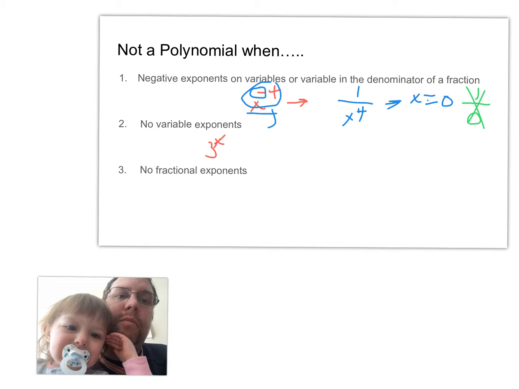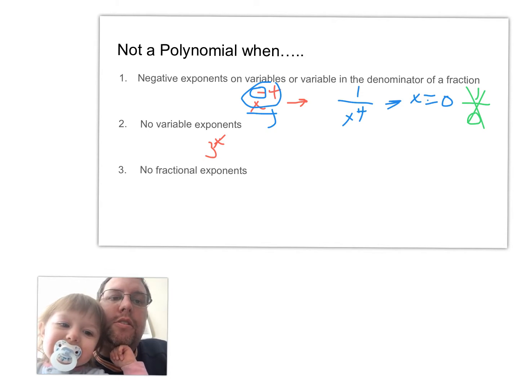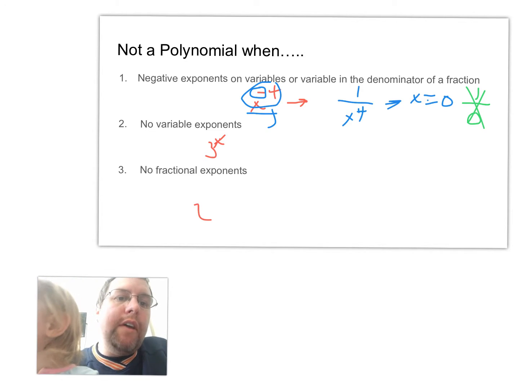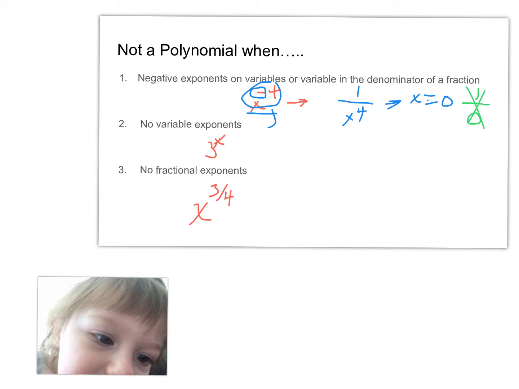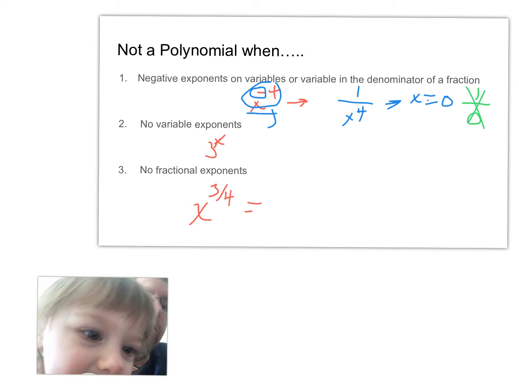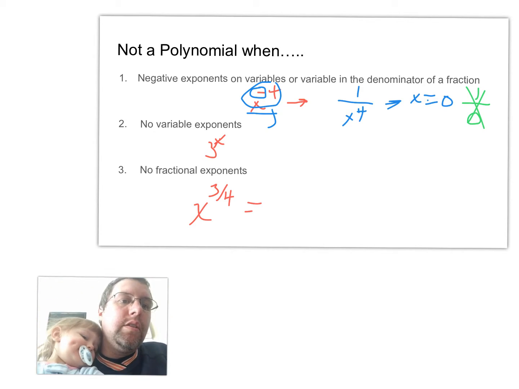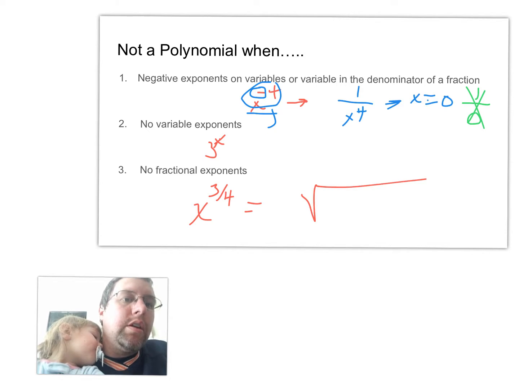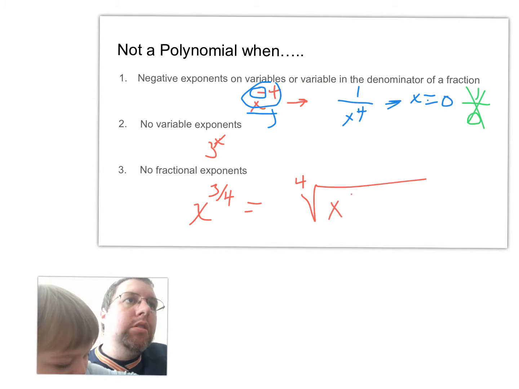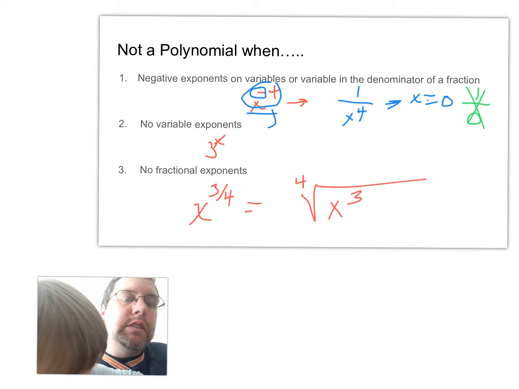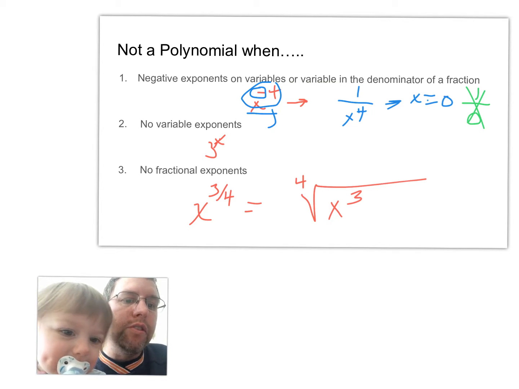So we can't have something like that as a polynomial. And no fractional exponents. So something like x to the 3/4 power. Because, and when you learn in Algebra 2, what this really means is we are going to be dealing with the 4th root of x cubed, which we cannot have. So we have to be careful for something like that.